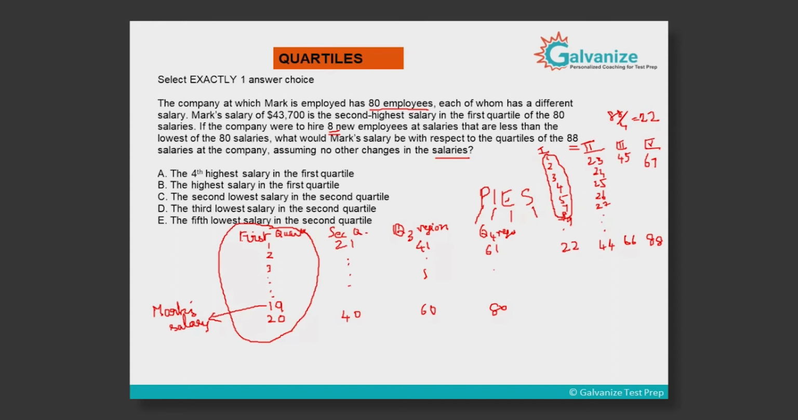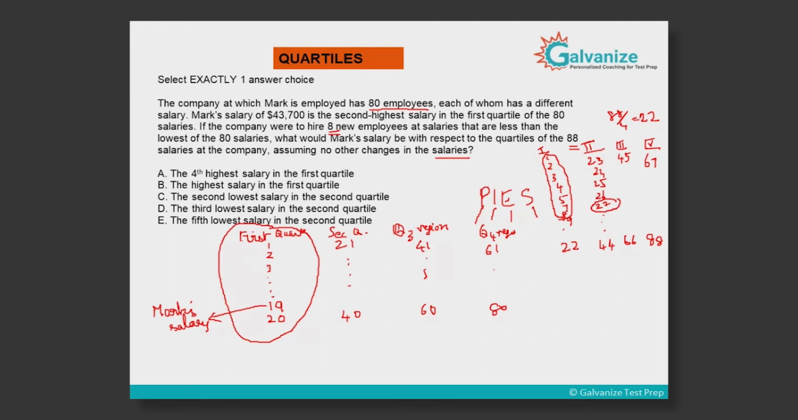That is, it has been shifted because 8 new employee salaries have been added. So it is in the 9th position, which means every index has been shifted by 8 units. The first salary has come to 9, the second salary has gone to the 10th position, the third salary has gone to the 11th position, and so on. So where do you think the 19th salary would have gone? You're worried about Mark's salary here. The 19th salary would have gone to 19 plus 8, which is the 27th position.